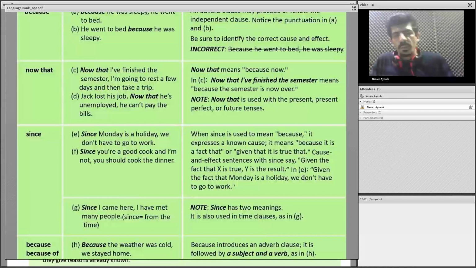Another example. Now that I live only a few blocks from work, I walk to work and enjoy it. You can also omit that. That is optional in the phrase now that. Now I live only a few blocks from work, I walk to work and enjoy it.